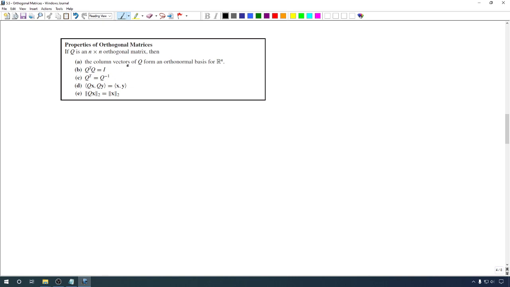But these are all characteristic of how orthogonal matrices behave. And they also use the 2 for the magnitude. But all this is the standard scalar product and magnitude in Rn.